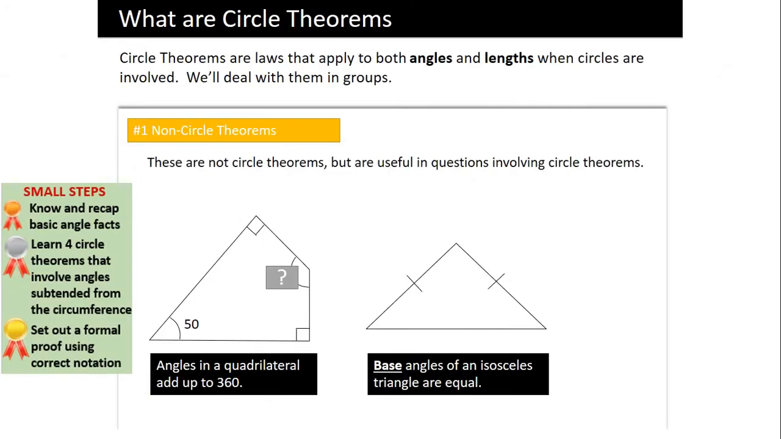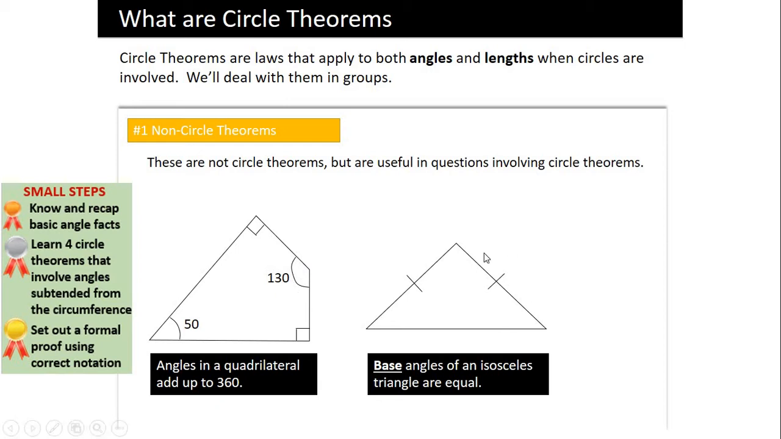Okay, so looking at circle theorems, they apply both to lengths and angles. So we're just going to have a quick look at a couple of things that are not circles, but they're really useful to be able to spot. So angles in a quadrilateral adding up to 360 degrees. It's really useful that you remember that and you can spot where quadrilaterals are drawn. So this particular example, the missing angle is 130 degrees.